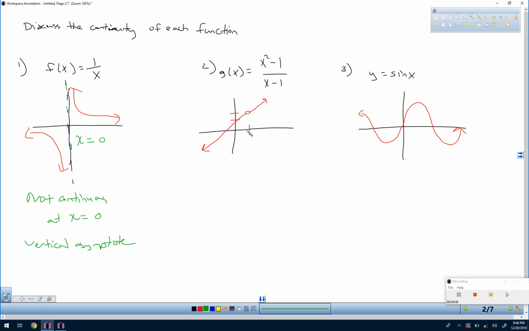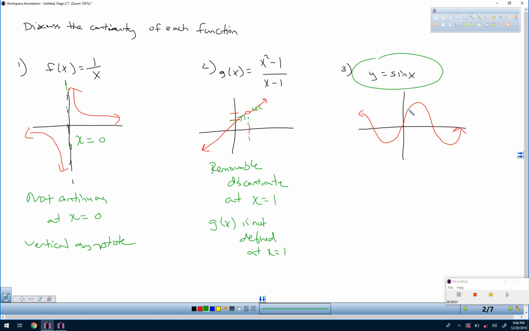For this middle one, it's not continuous because there is what we call a hole, or more specifically, a removable discontinuity. And it is at x is equal to 1, right there. There's a removable discontinuity there. In other words, the function g of x is not defined at x is equal to 1. And even though the limit exists, in fact, the limit as you approach 1 is 2, clearly, still not continuous.